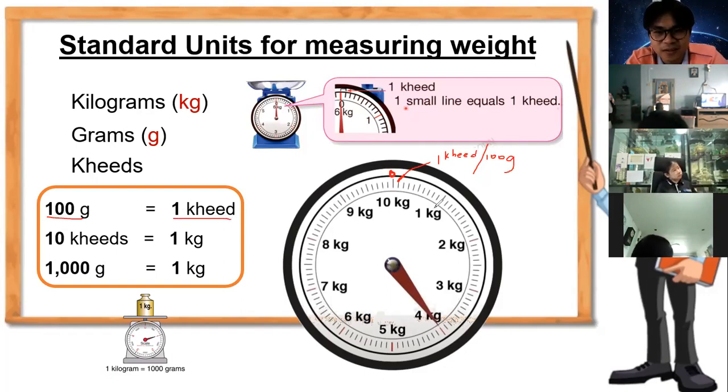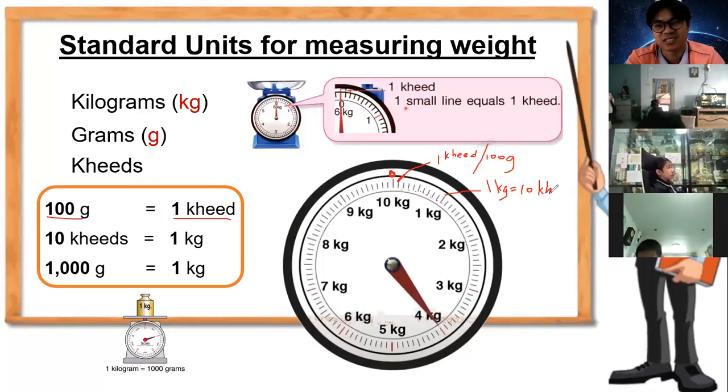So how many small lines are there here? 1, 2, 3, 4, 5, 6, 7, 8, 9, 10. 10. So 1 kilogram is equal to 10 kids.